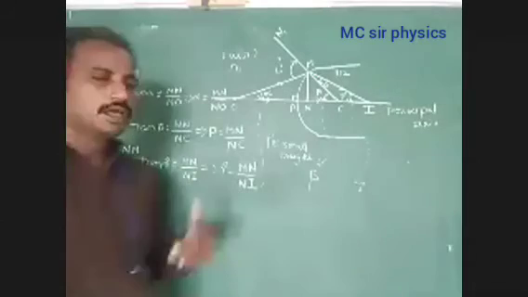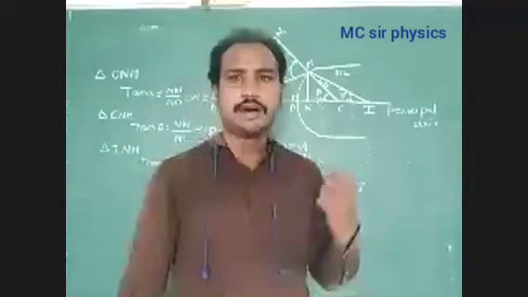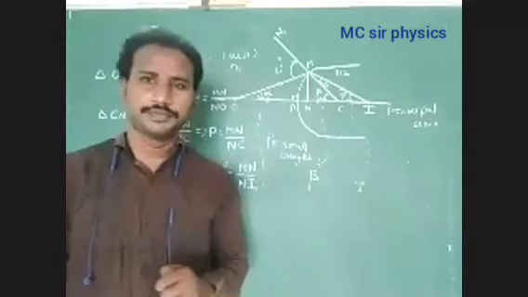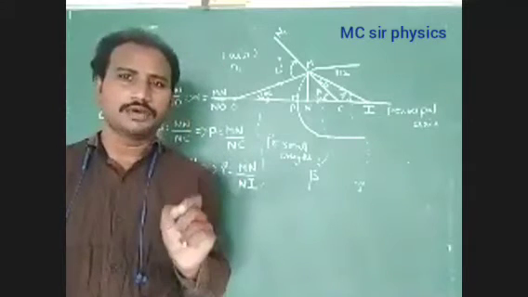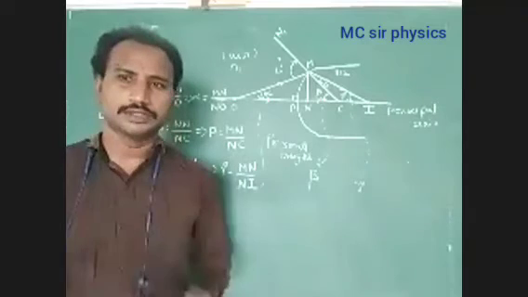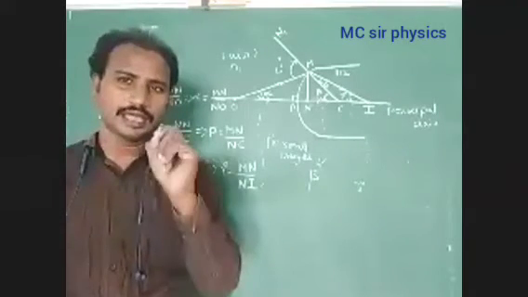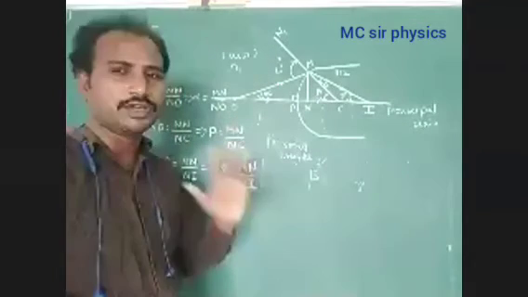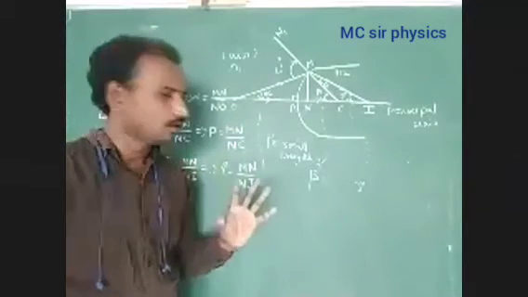Next, we have to find the object distance, radius of curvature, and image distance with the help of sign convention rules. Everyone concentrate on these points, very, very important points.